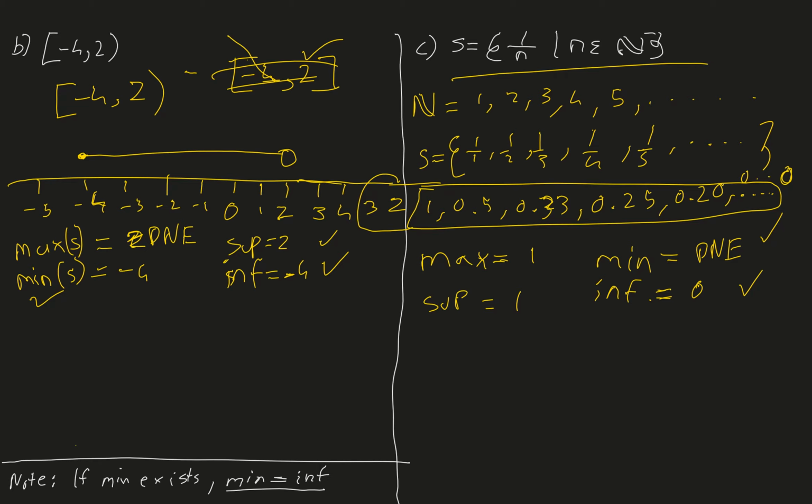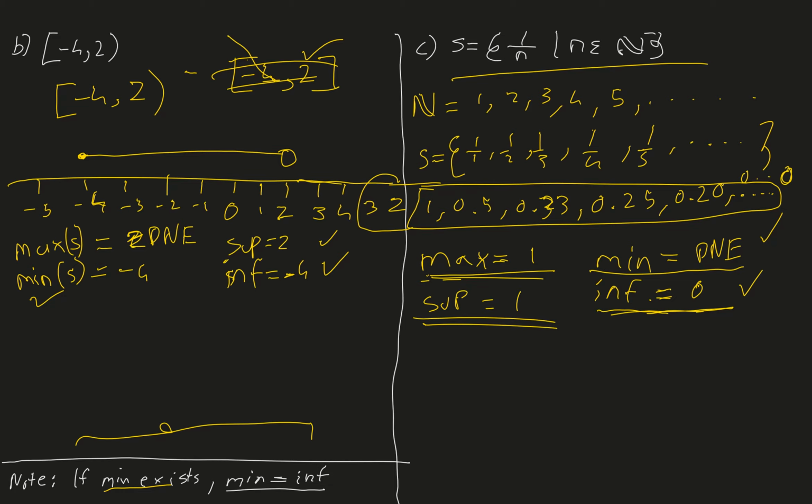So I want you guys to note one more fact before we end the video. Whenever a minimum exists, then the minimum is equal to the infimum. In this case, the minimum does not exist, so the infimum is different from the minimum. But whenever the maximum exists, the maximum and supremum are always the same. So in this case, the maximum is equal to 1, then the supremum is equal to 1 too.